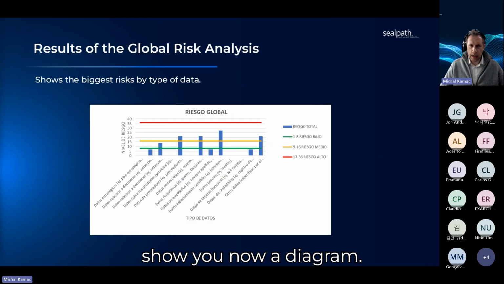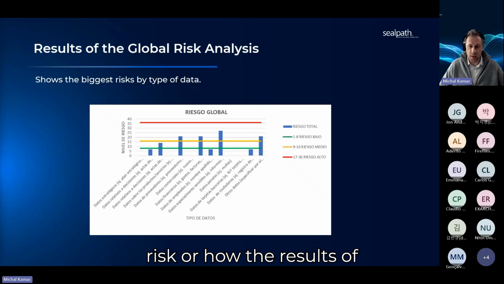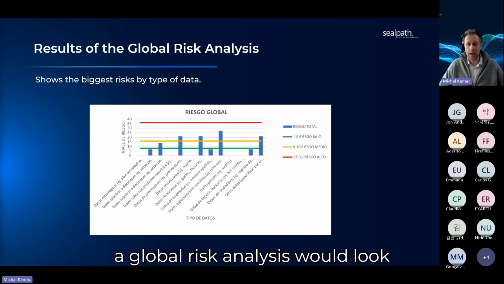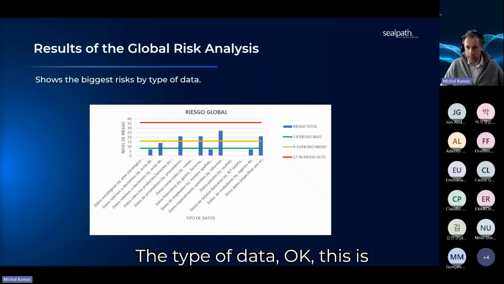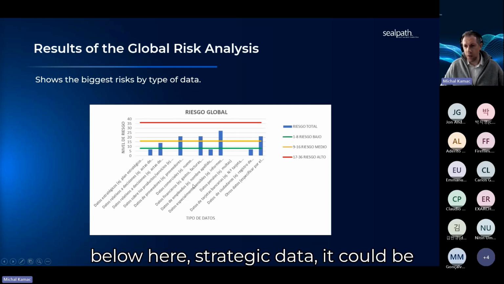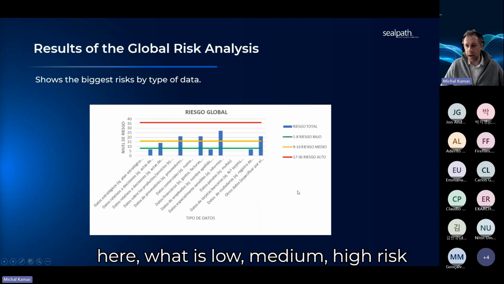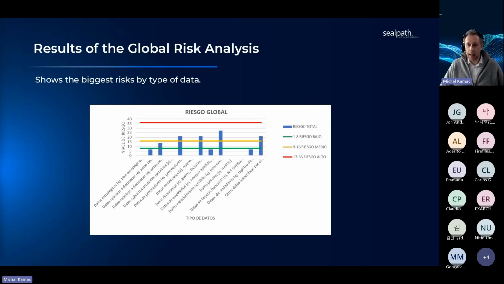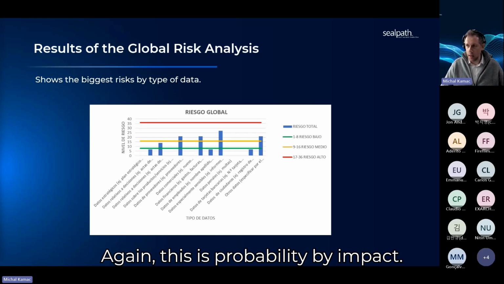Let me show you now a diagram of how the results of a global risk analysis would look. So you have here the type of data, below here. Strategic data, it could be financial data, data about suppliers, etc. Then there is the color scale here. What is low, medium, high risk for me as an organization? And you have the risk matrix. Again, this is probability by impact.